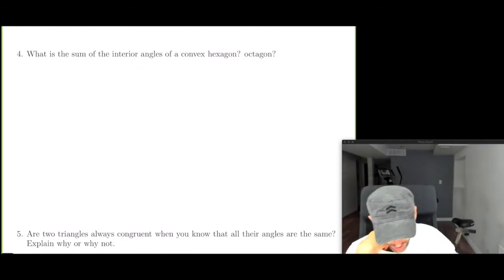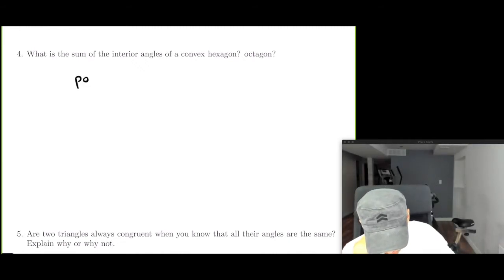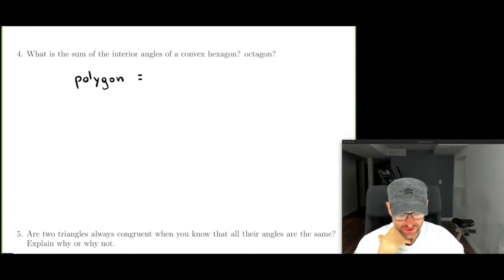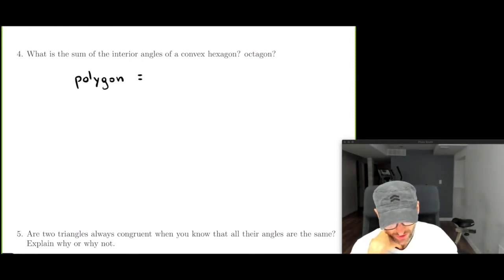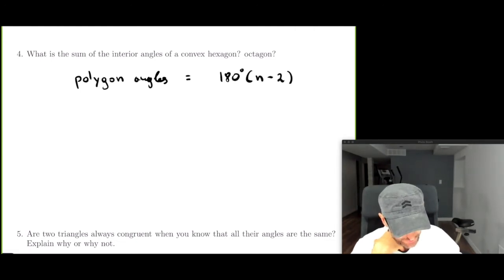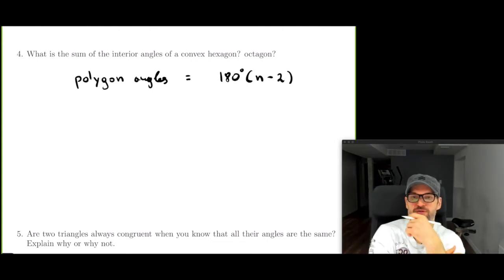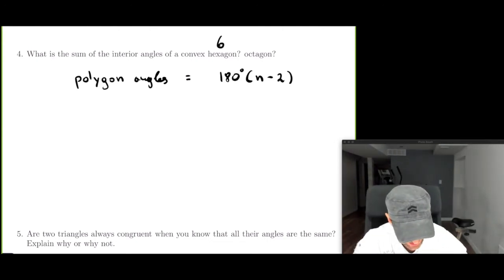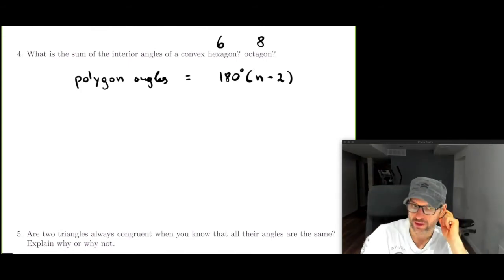So we know that for any polygon, and this is for convex polygons, the sum of all the angles, so I gotta kind of rewrite this, the polygon angles sum up to basically 180 degrees multiplied by n minus 2, where n is the number of sides that they have. So a hexagon is 6 sides and an octagon is an 8-sided polygon.